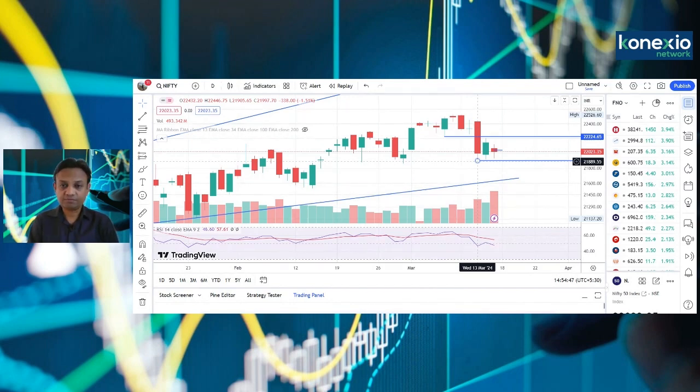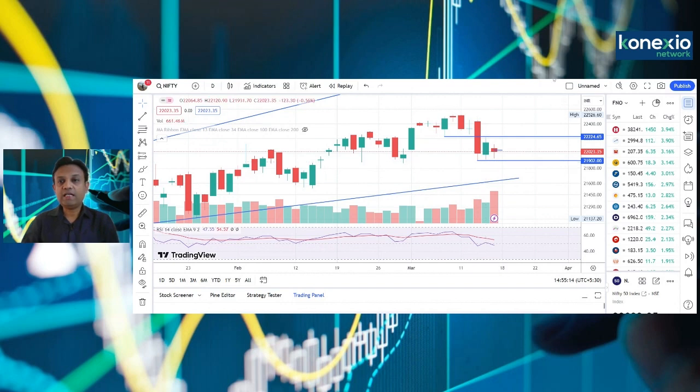But a cool off cannot be ruled out, and we need to watch 21,900 very closely. If it breaks, then only we might see the extension of this particular downfall, which could be extended to further downside levels if that is taken out decisively.